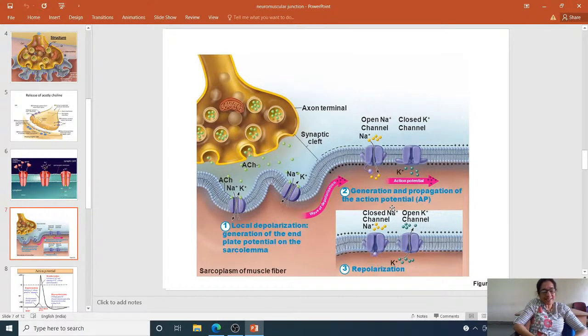The resting membrane potential is around minus 90 millivolts. When this minus 90 millivolts becomes minus 60 millivolts, it is because a lot of sodium channels are opening up and a lot of cations are entering. At the same time, it is preventing the potassium ions from going out. Then only there is a large positive potential change. Then only the end plate potential will give rise to an action potential.